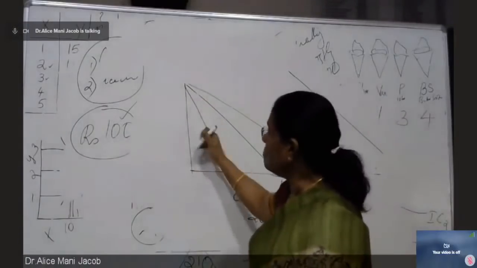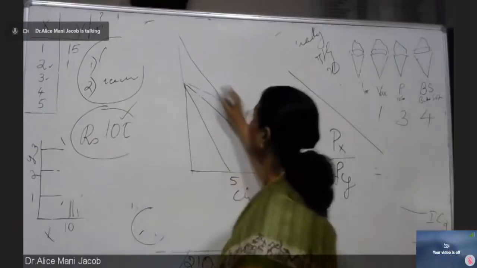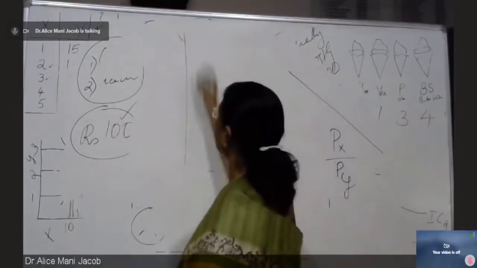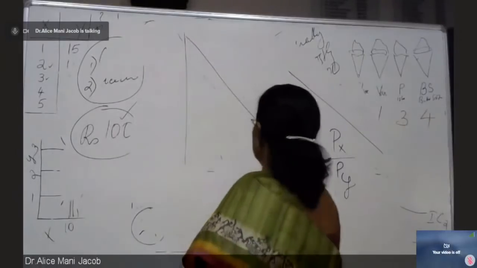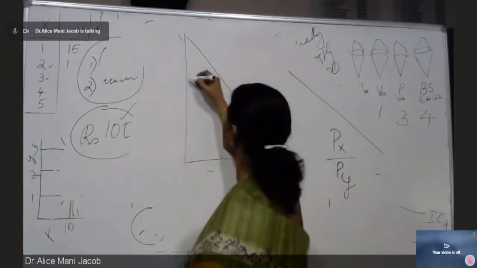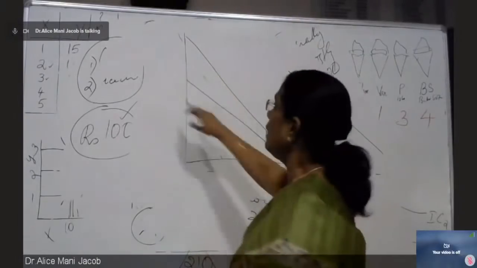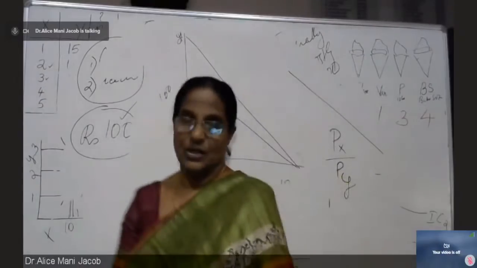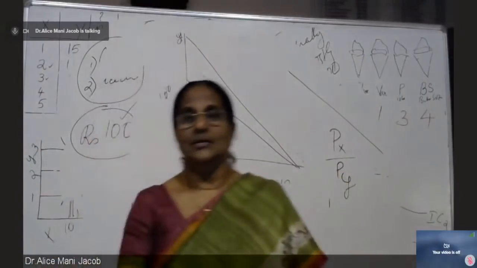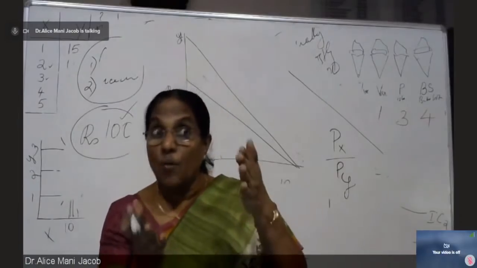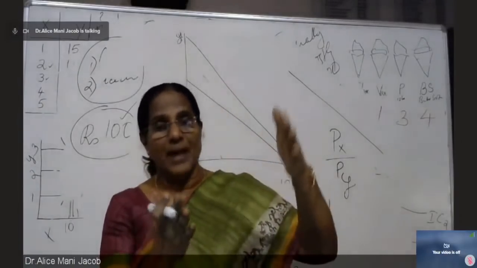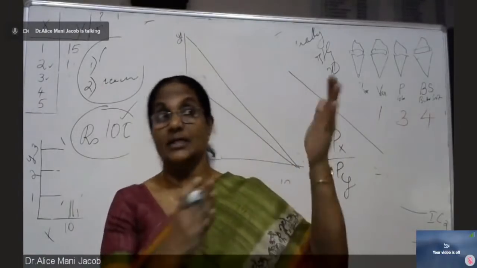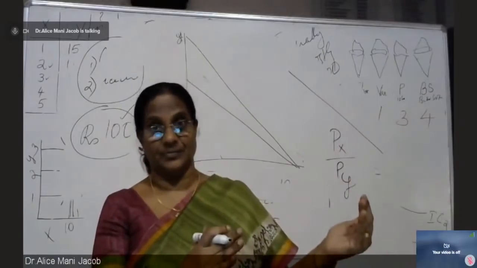Similarly, if ice cream becomes cheap, the same amount of chocolate can be bought. For example, on the y-axis, earlier it was like this. Now Y has become cheap. You can buy more Y with 100 rupees. So like that, the budget line's slope will change. When prices change, the price ratio changes and the slope becomes different.